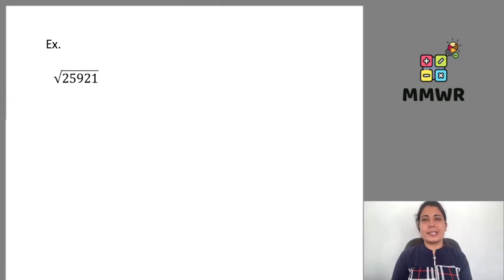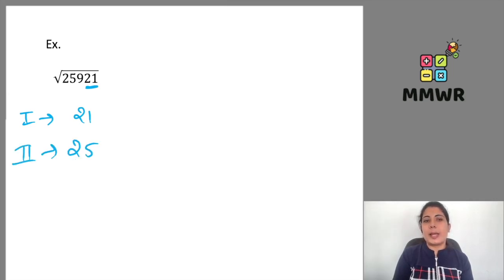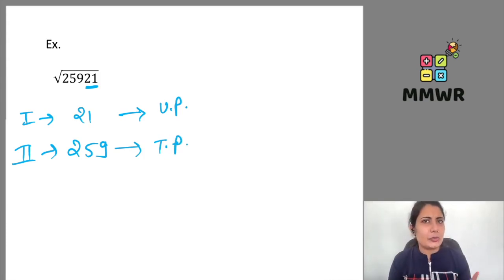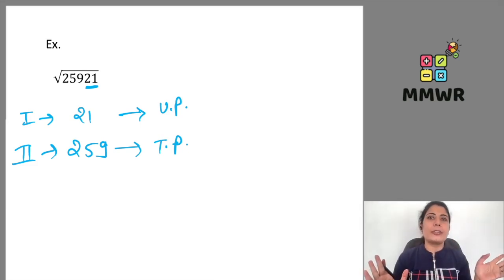Now we have a 5-digit number. How will we be doing in such cases? So again we have to make the group of the last 2 digits, 21, and the second group will be of the rest of the digits, I am making 259. 21 is going to help us to get the unit place. 259, the second group, gives us the rest of the part of the number other than the unit place. And for the rest of the part of the number, we always get a fixed number there. But for the unit place, we never get the fixed number.